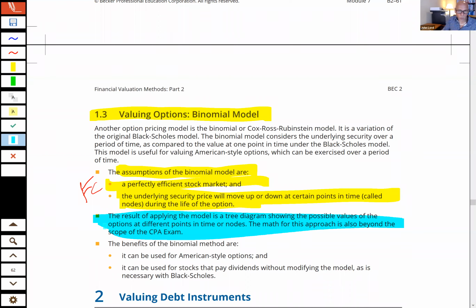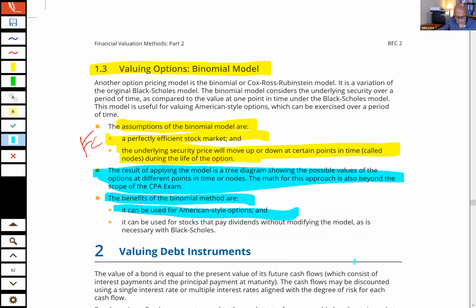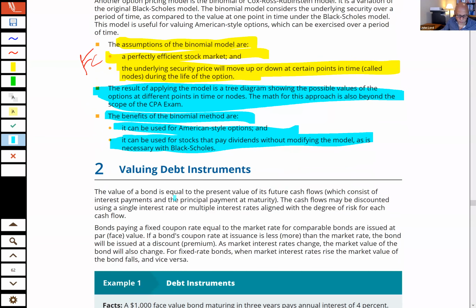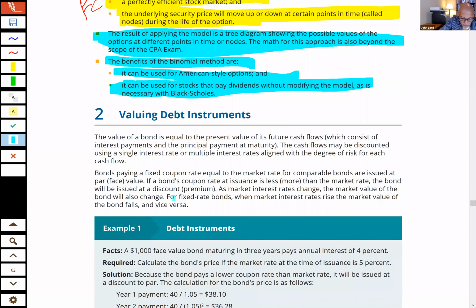Okay. Note, guys, that they are not going to ask you to calculate the price of the options on the CPA exam. So all we're doing here, we're not doing calculations. We are simply putting in different factors that feed into these option models, and then the benefits and some of the risks to these different models. The benefits of the binomial model is it can be used for American style options, and it can be used for stocks that pay dividends without modifying the model as necessary. Okay, so just have some flashcards in your head, and then in your head on your exam, obviously, that go through some of these very high-level theoretical discussions.